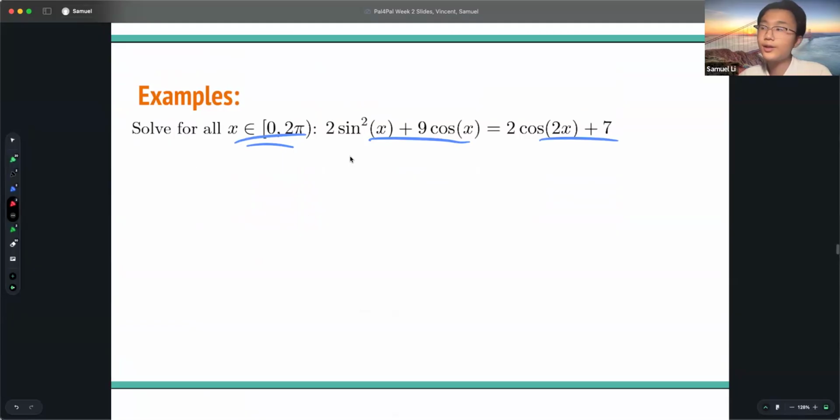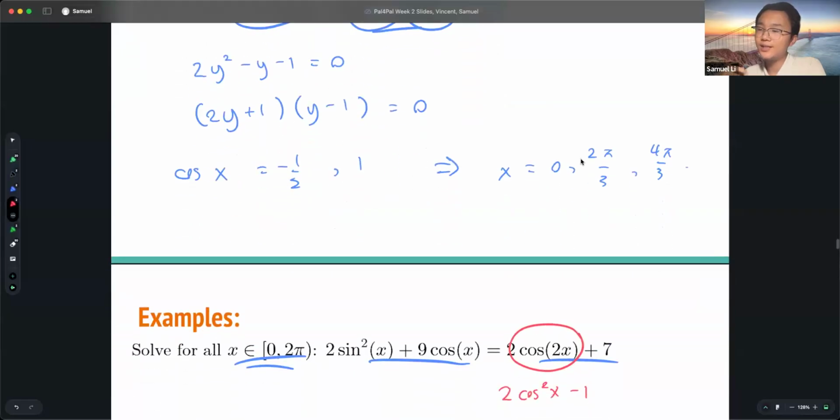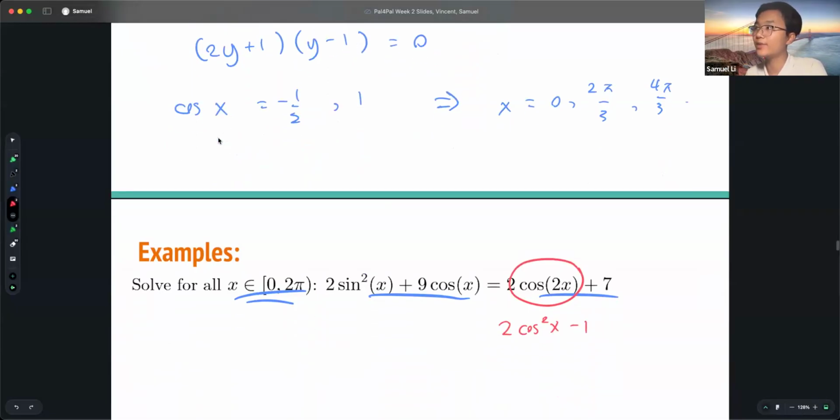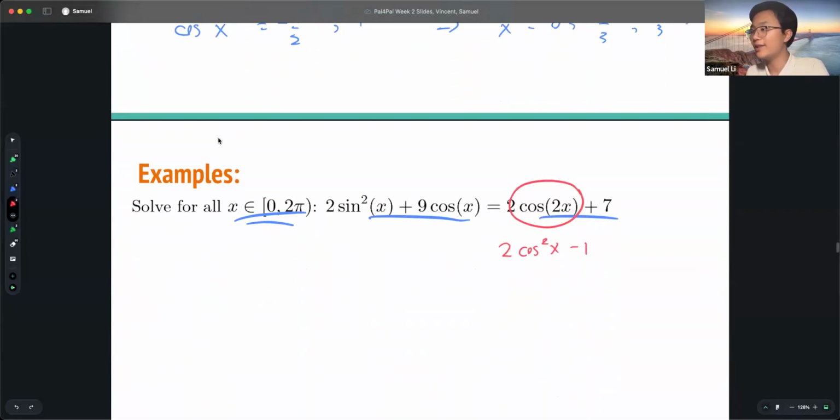We can start off by rewriting cosine of 2x as twice cosine squared x minus 1. The idea is that we want to rewrite every other trigonometric function in terms of cosine x. Once we do that, we can apply a similar technique to the one up here, because the expression simplifies down so that the only expressions involving x are cosine of x. So we can treat that as one big whole, as a y, and then solve it like that.